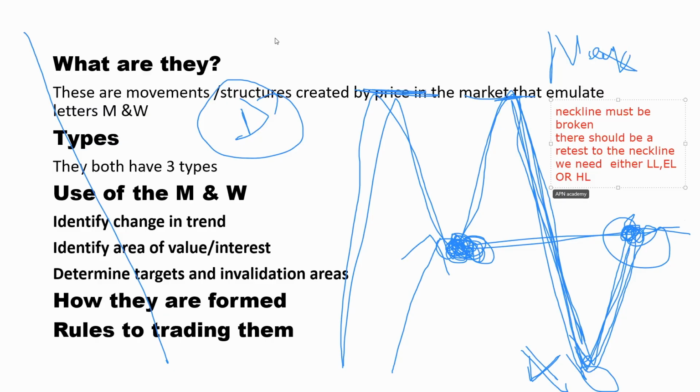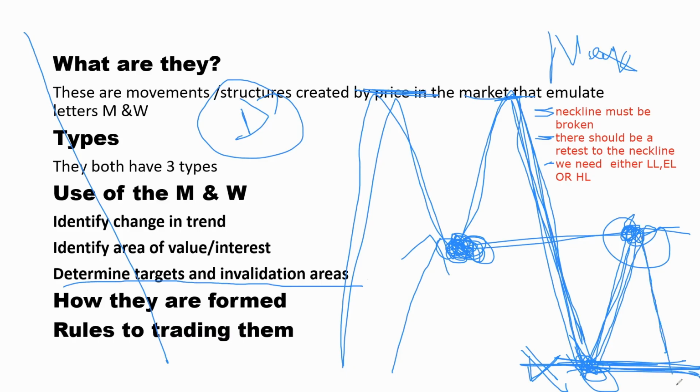The first one, we say that we need the neckline, this neckline here, to be broken, and then there should be a retest to the neckline. I've given you reasons why we need a retest to the neckline. Then the third one is we need either a lower low, equal lows, or a higher low for the case of an M. What do I mean by that? We mean that the market should either come and give us equal bottom, meaning that this is giving you your target. This will be your first target, right? Remember, we said it determines targets and invalidation areas. So this will be your first target.